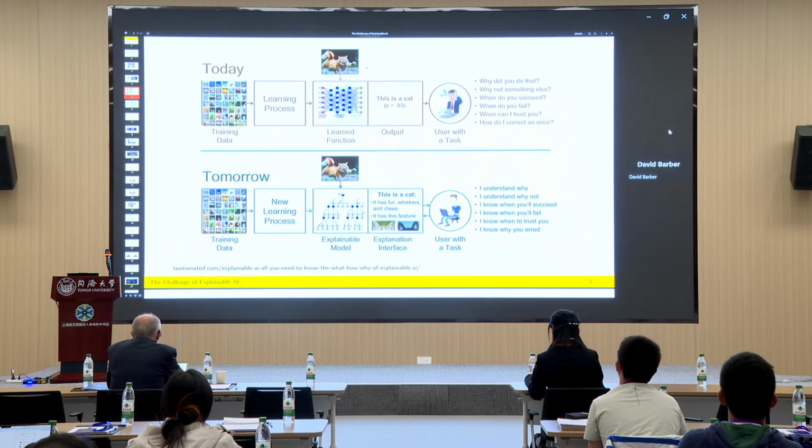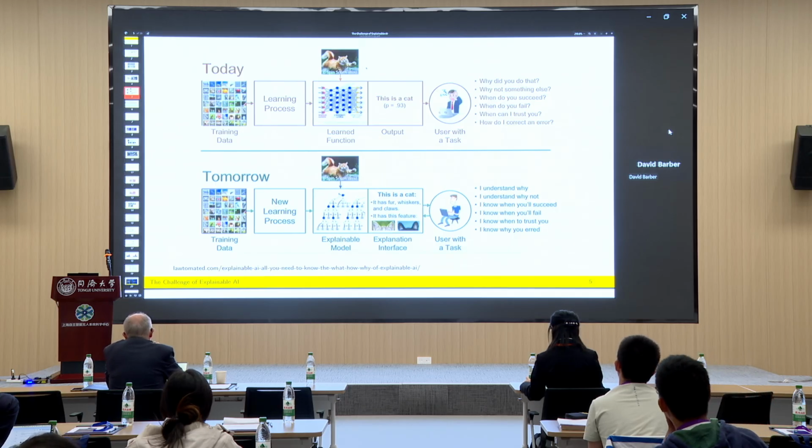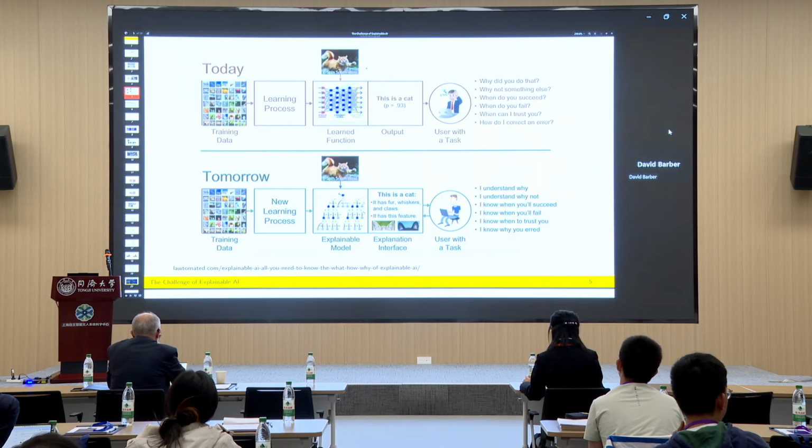So on the bottom here is this more aspirational setup, where we might have the training data, some different learning process, and some explainable model, which would say, okay, I can tell you this is a cat because it has fur, whiskers, and claws, and these various features, etc. Then when a user has a particular task, they hopefully understand more about when the system might work and when it might not work.